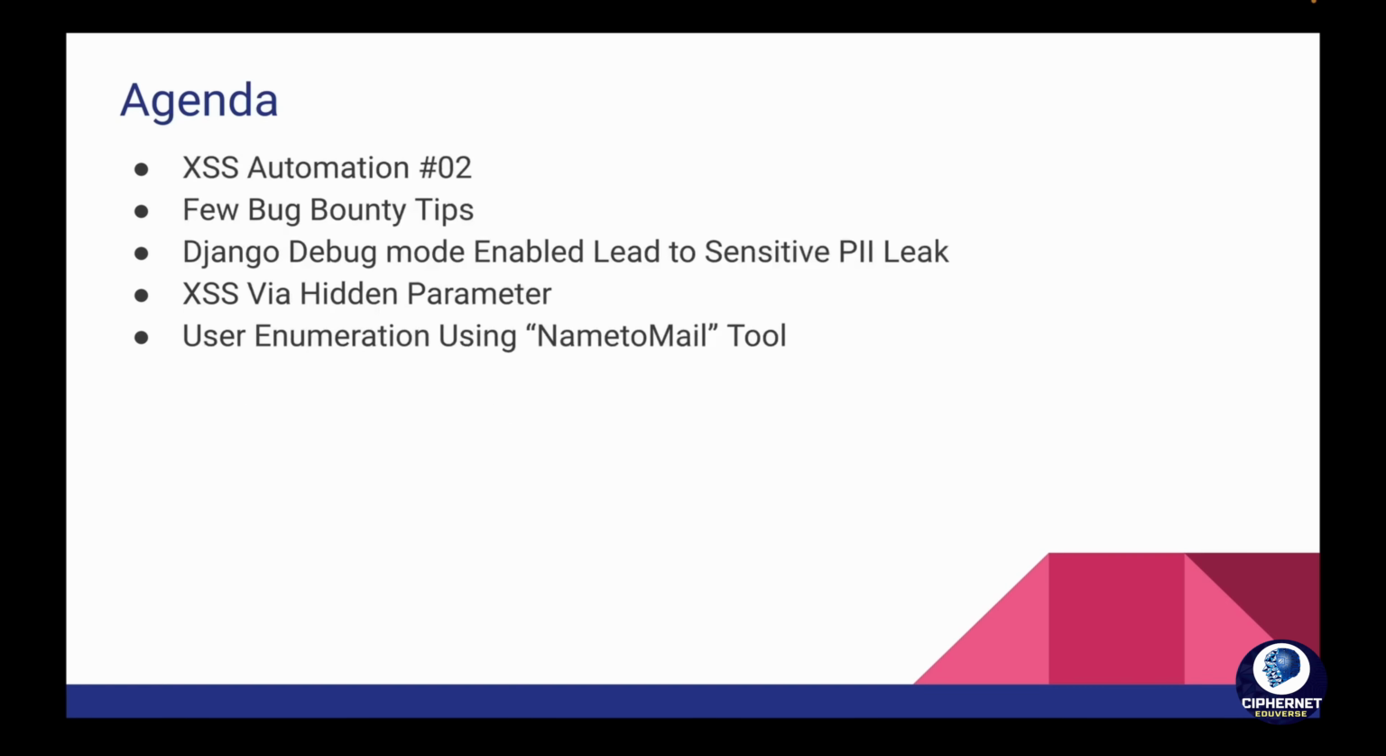So yeah, after that, we are going to discuss the second method on how to automate your XSS findings in your target website, and a few bug bounty tips will be discussed in this video. Also, one of the researchers has found a Django debug mode enabled vulnerability, which led to a sensitive PII information leak. So we'll discuss how he found it and what his approach was.